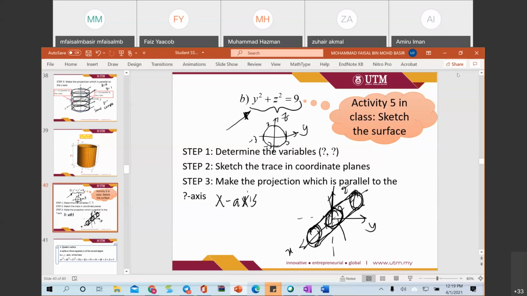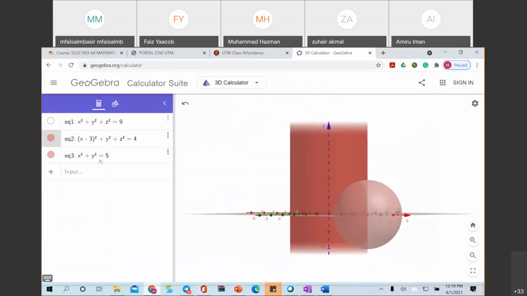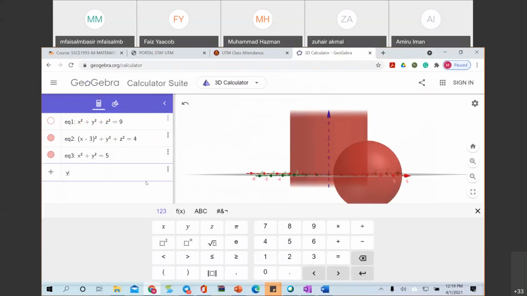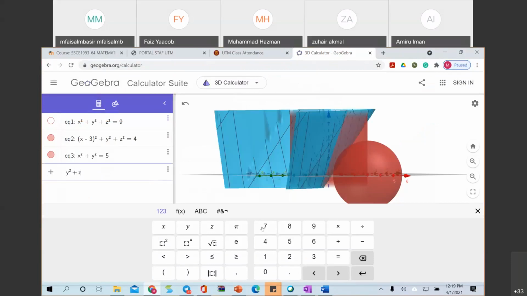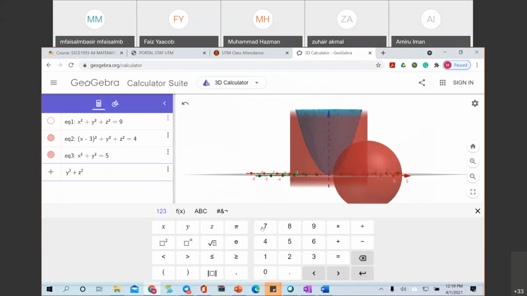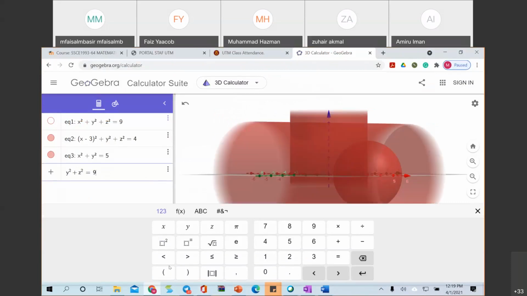Actually, this only represents this, and then we try to adjust the level curve, different level curves. Let's say this is when -3, so -5, and this is 5. So this will be the level curve. Okay, so try to sketch here. Y squared plus... you can try on your own also. Equals to 9 or 3.